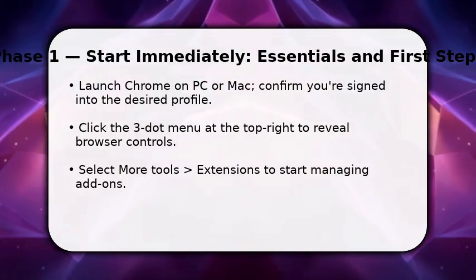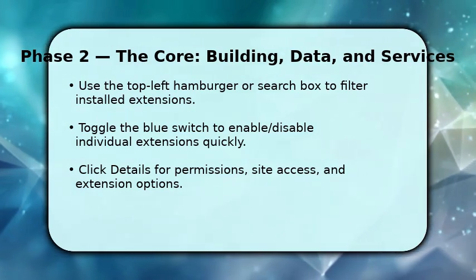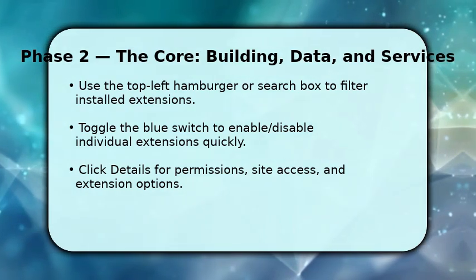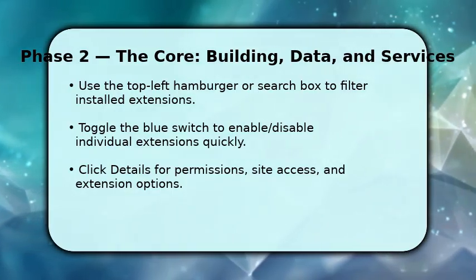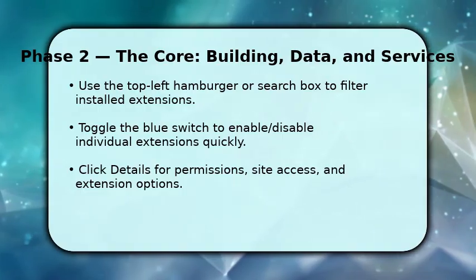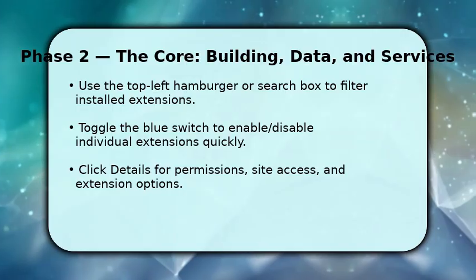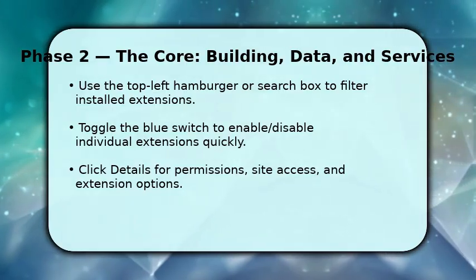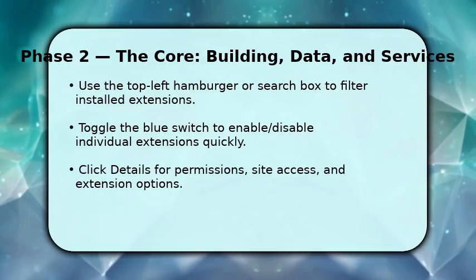On the Extensions page, you will see cards for each installed item. Use the search box to find one fast. Once located, toggle the blue switch to enable or disable it. This is safest for testing. If you need more control, click Details. Here you adjust permissions, set site access, and open the extension's options. Make sure to review permissions because they explain why an extension needs access.